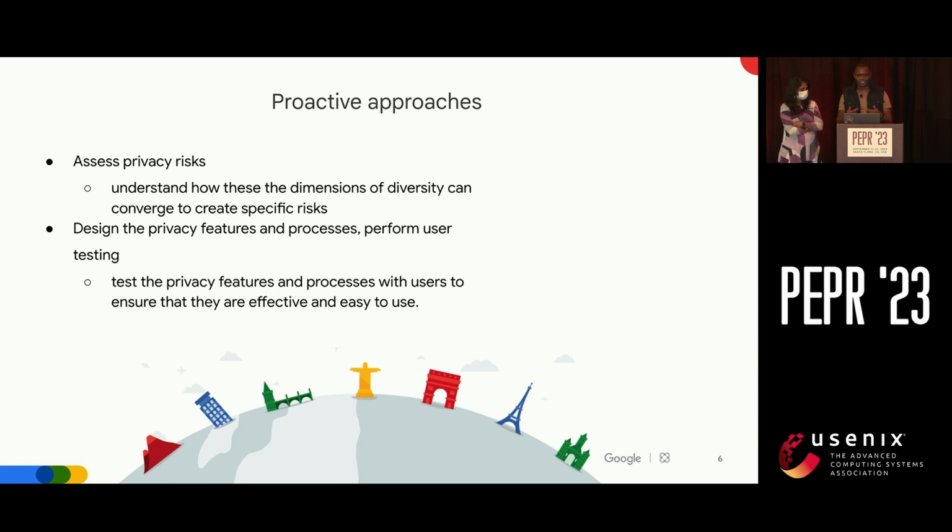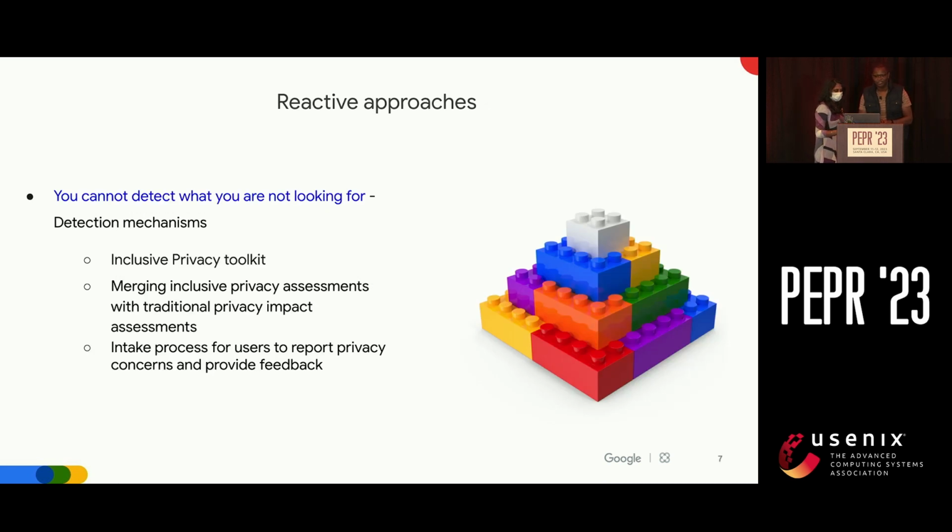You might think you have designed features that work for these people, but they don't. And then finally, it's important to actually test your features to make sure that they're actually working in these particular locations. Let's not assume. Let's go in and collect real data that confirms that whatever we have designed works in those particular locations. I'll then pass on to Shri to talk about the reactive approaches.